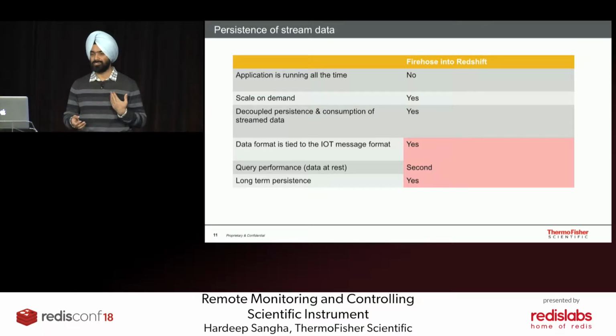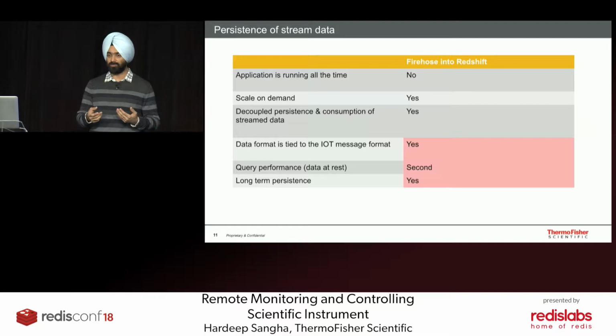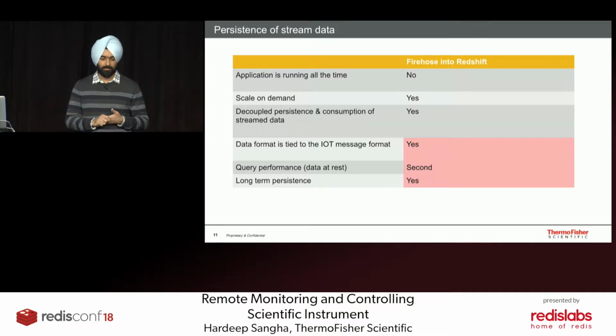Is our ingestion piece running all the time? Because the instruments are geo-distributed, the concurrency rate may differ. I don't want an ingestion pipeline running all the time with nothing coming in, right? So, okay, with Firehose, there's nothing running all the time. Does it scale on demand? Yes, AWS will scale. You can change the number of shards and so forth.